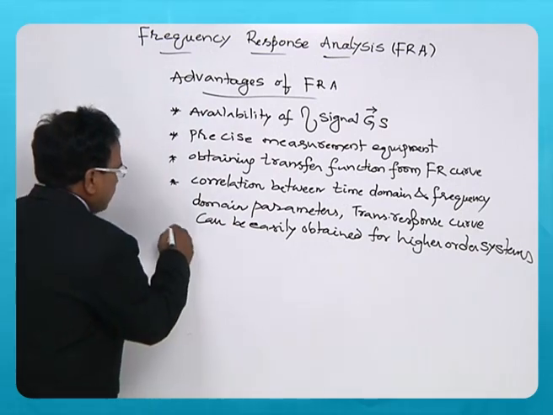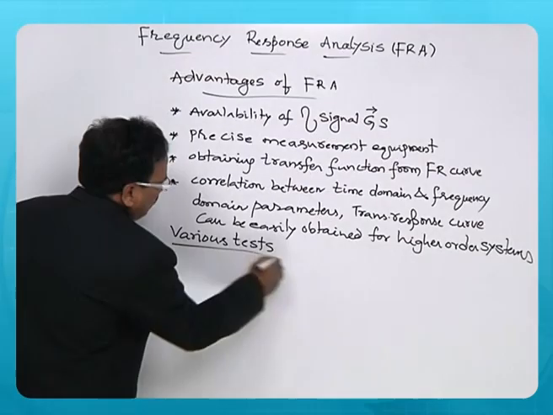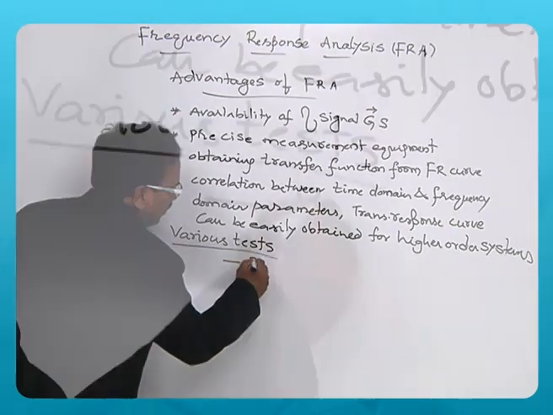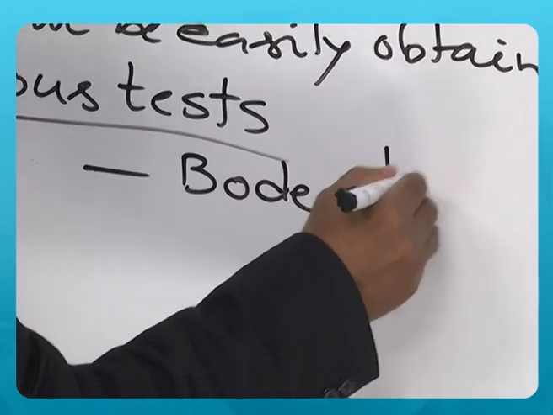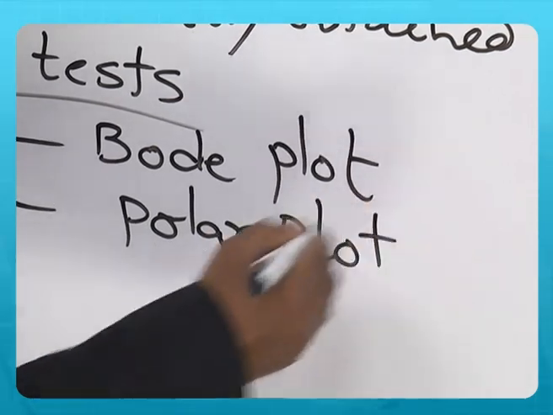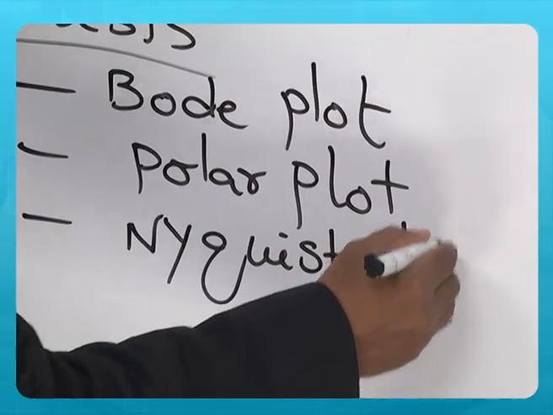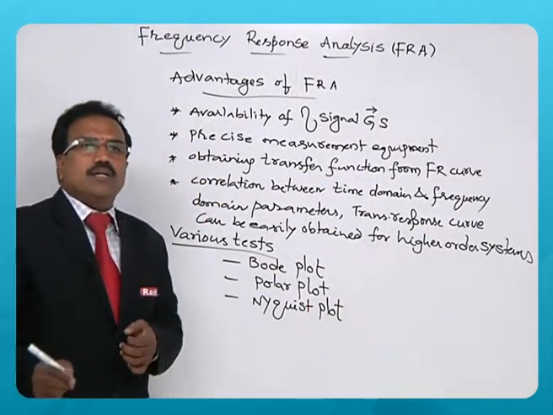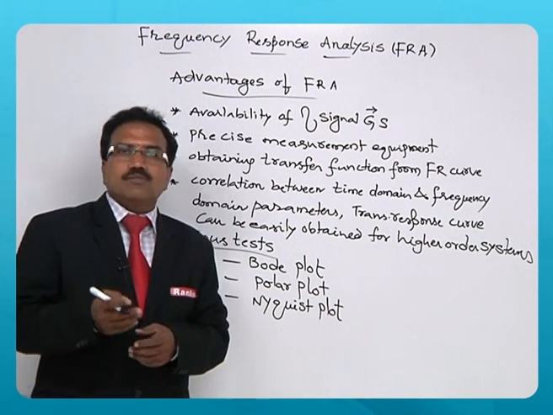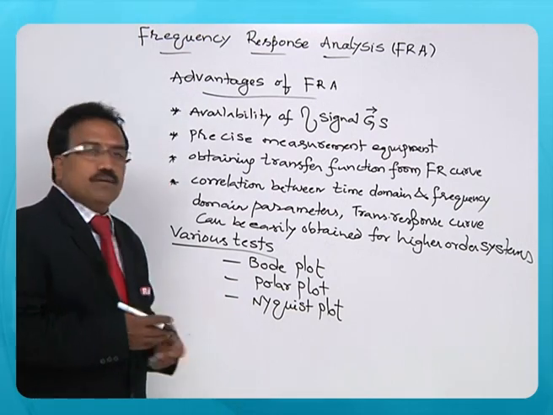The various tests that are carried out to analyze the system in frequency response are Bode plot, polar plot, and Nyquist plot. All these plots are known as frequency response curves, and system stability and behavior of the system can be determined using any of these tests.